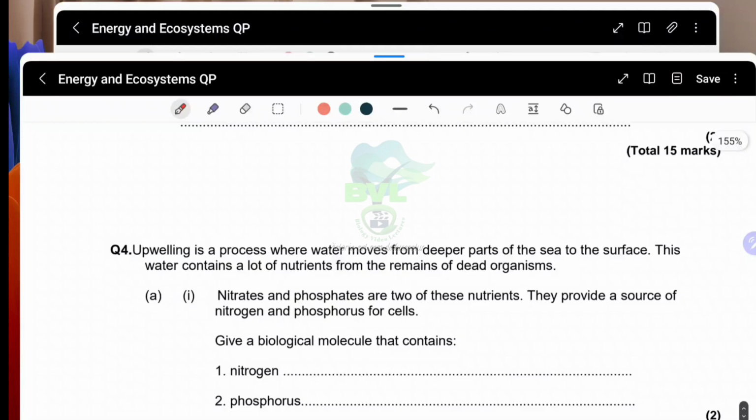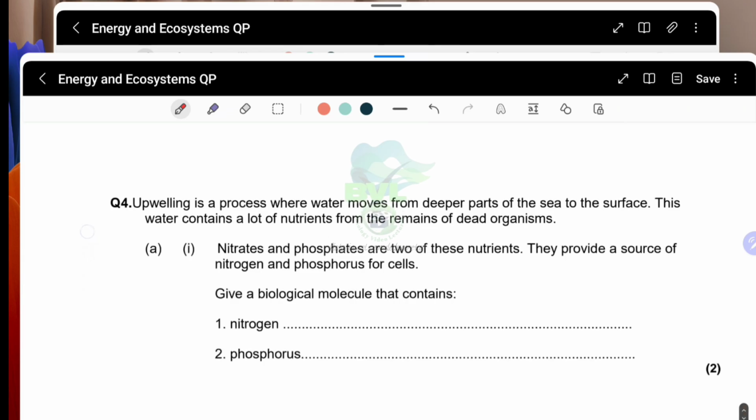Nitrates are two of these nutrients. They provide a source of nitrogen and phosphorus for cells. Give a biological molecule that contains nitrogen and phosphorus.